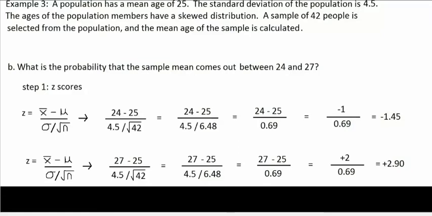So 24 goes right there. 27 goes right there, right here. The other three numbers are the same, 25, 4.5, 4.2. They're all provided. So when you look at this formula right here and this formula down here, the only difference is this first number, 24 and 27. The other three numbers are the same. And this z-score turns out to be negative 1.45. This one, plus 2.90. And what we need to do now is look up both z-scores in the z-table.